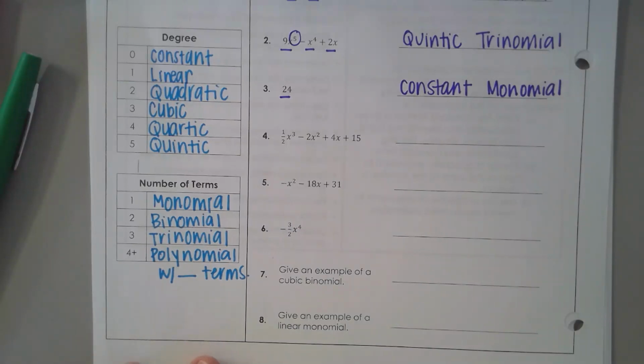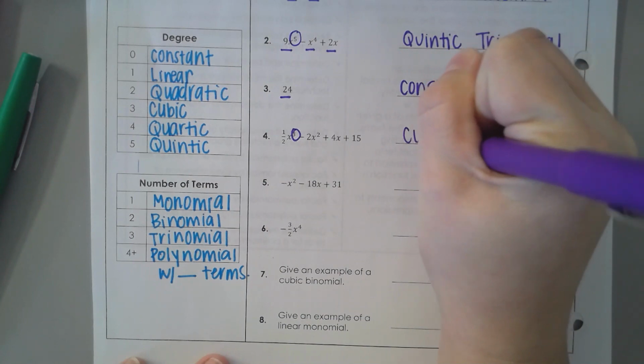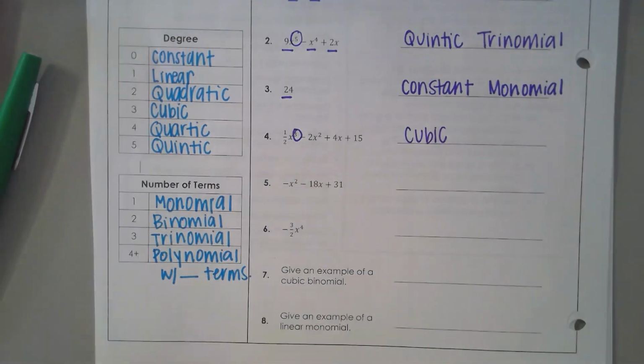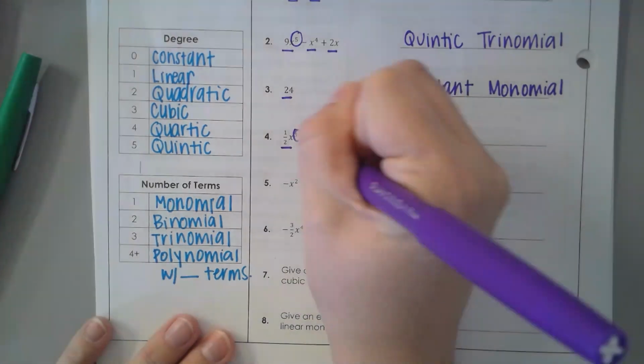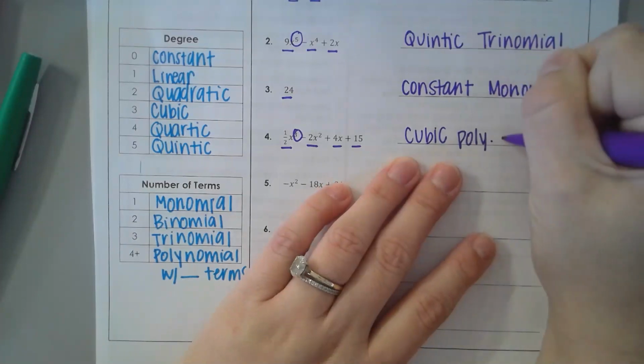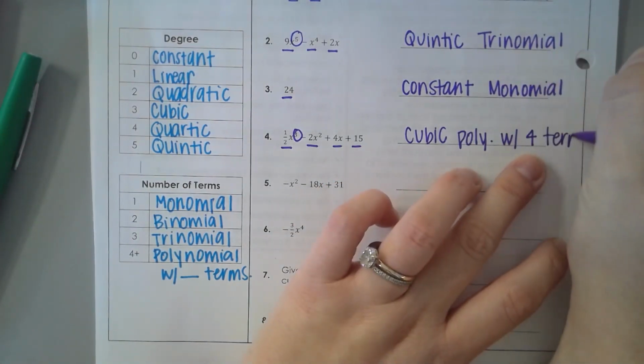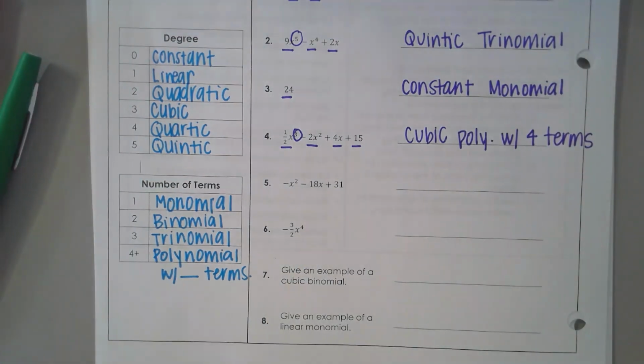Number 4, what is the degree? The degree is 3, which means that it is cubic. And how many terms? Polynomial, 4 terms. Yep, there's 4 terms. So we would just say it's a cubic polynomial. You can abbreviate with 4 terms. Try numbers 5 through 8.